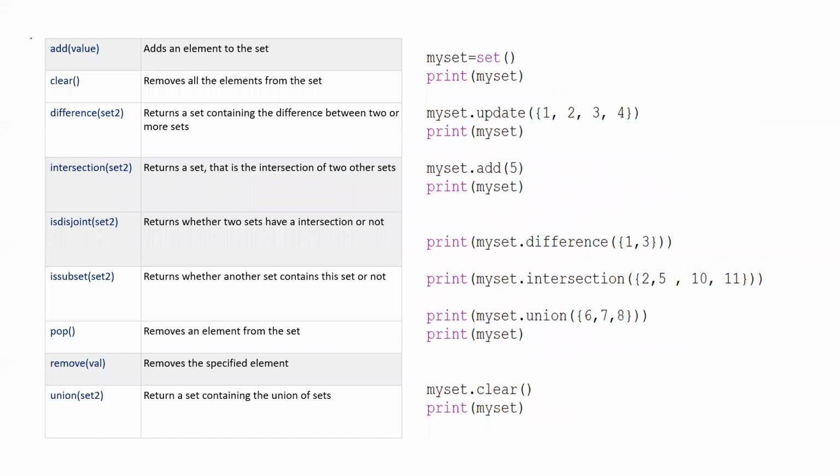Observe the methods in set. You can add the elements. You can clear the entire set, and set operations can be performed like set difference, set intersection, disjoint, subset, union. You can remove the elements and you can pop an element. These are all the methods available in the set. You can try out this code and observe the results.